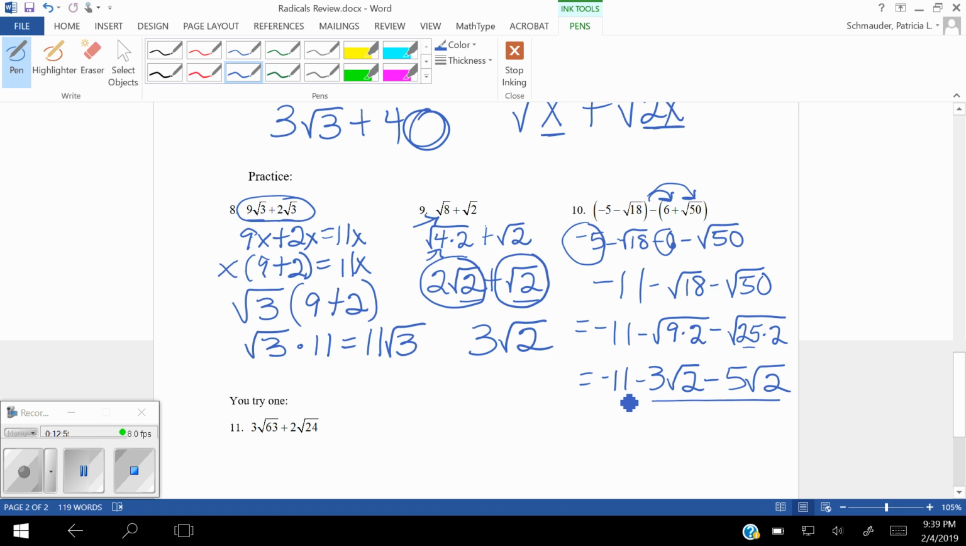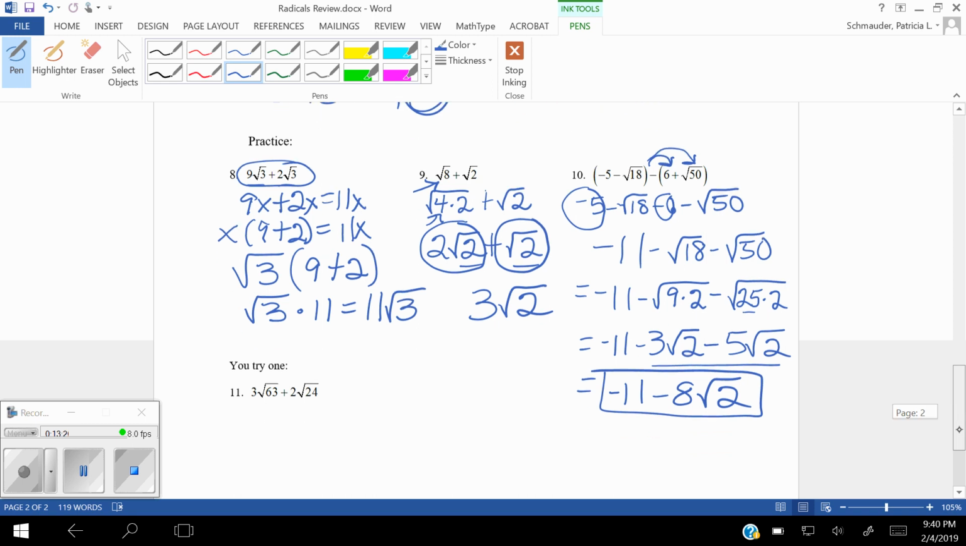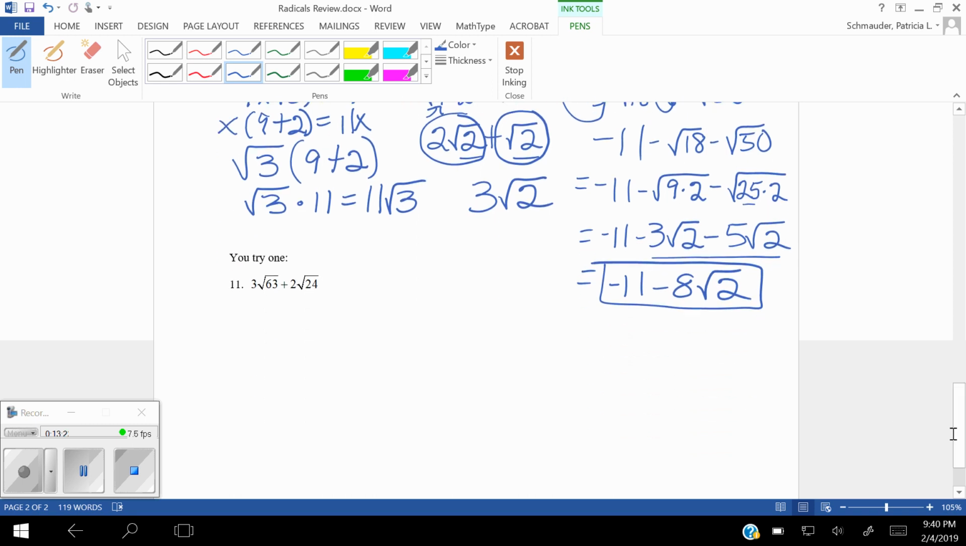Can't combine either one of them with the negative 11 because there's no radical with the negative 11. So that's going to give me negative 11, and I got negative 3 minus 5, so that's minus 8 times the square root of 2. And that's going to be my final answer right there. Okay, so just like before, I got one for you here to practice. Pause here, write this down on your paper, see what you get for your most simplified answer.